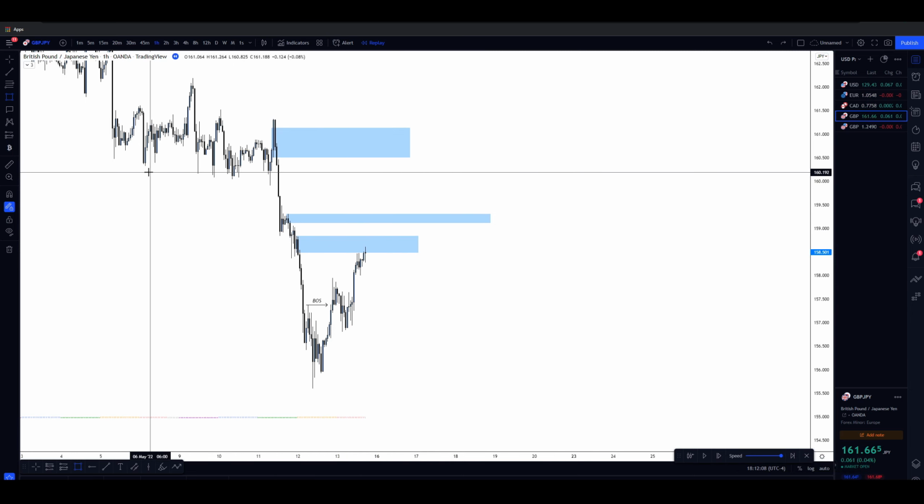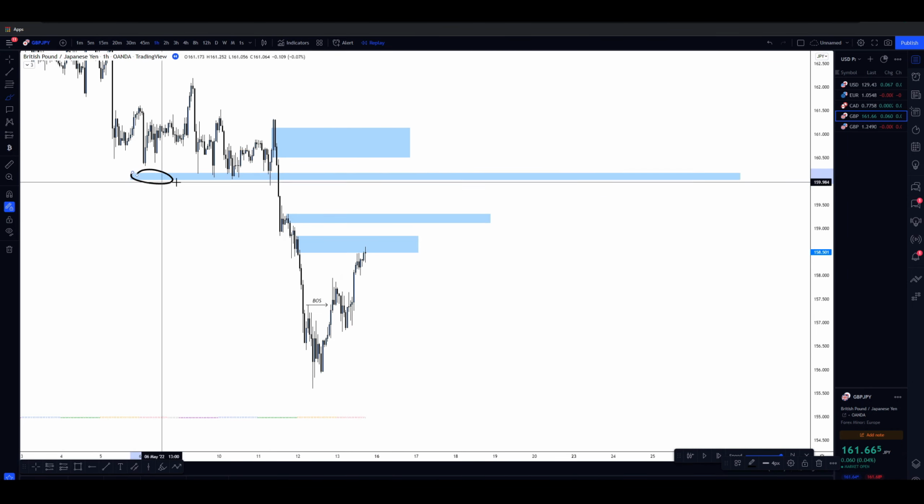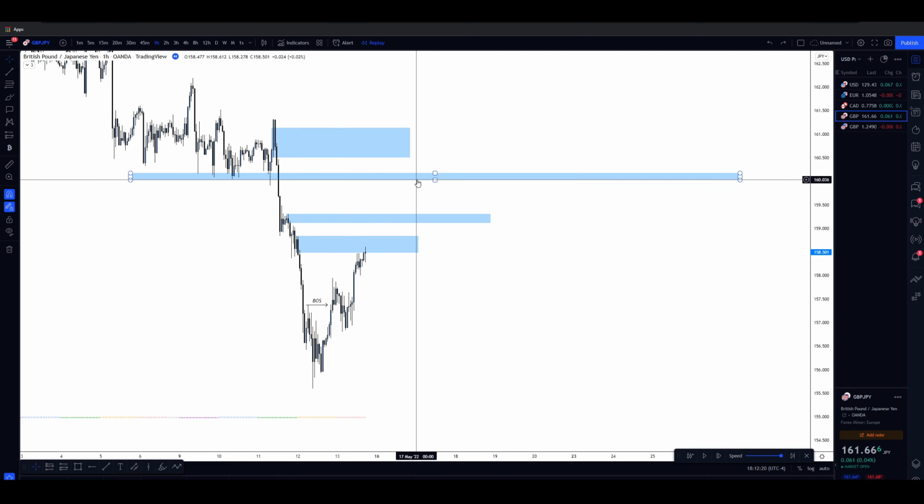That's going to be retested as resistance. Even a level like this, we can see this is a level that was tested as support, and eventually price is going to come back to retest it as resistance. But this is obviously retail concepts. So where is the market going to go next?